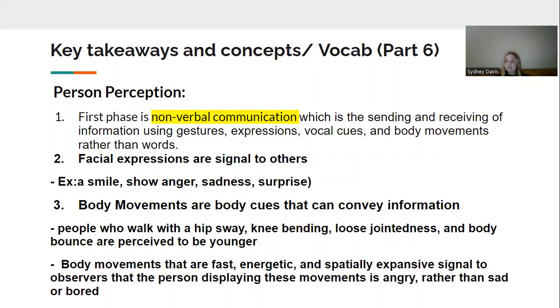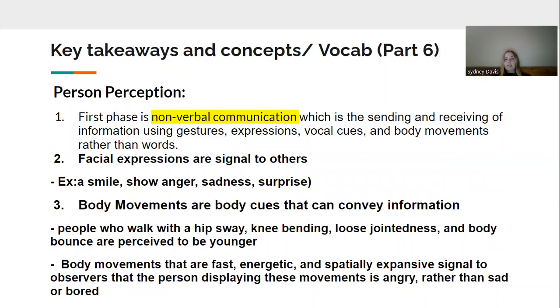Facial expressions are signals to others. We tend to communicate a lot by just the look on our face. It's like that expression where people say, oh, I could read you like a book, because you can tell without saying any words if someone's happy or sad or mad or tired. You could tell by reading their face and their body language, etc.